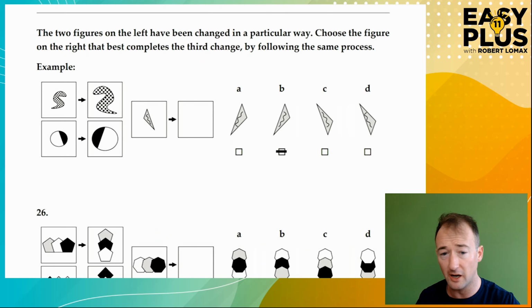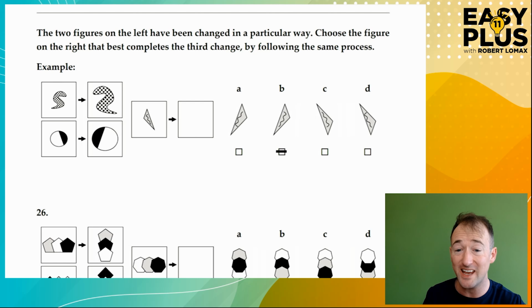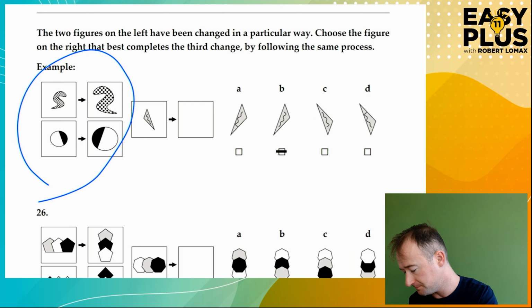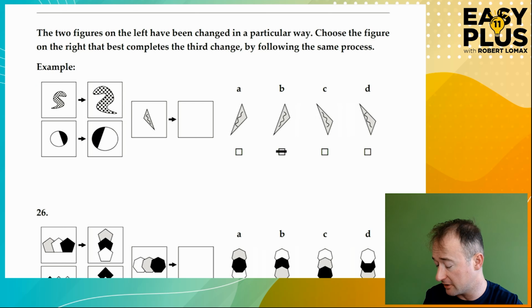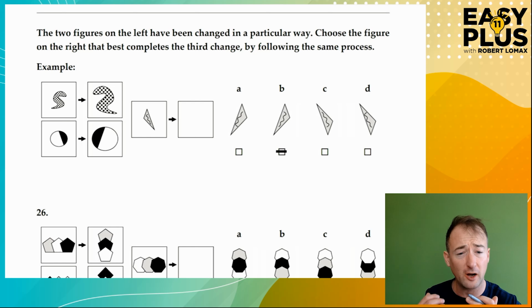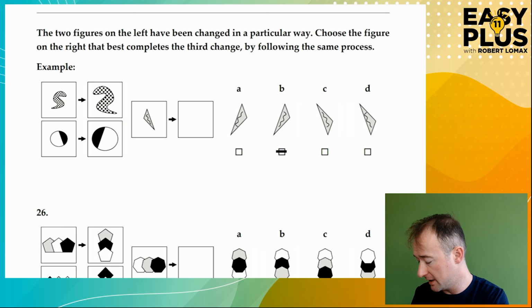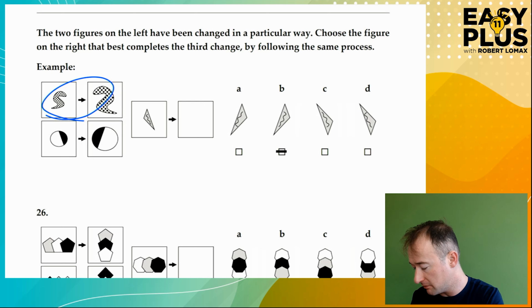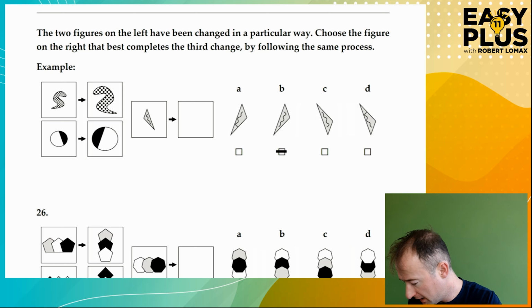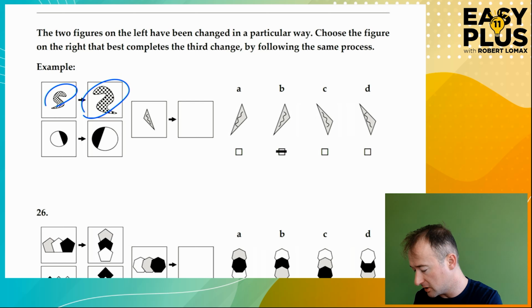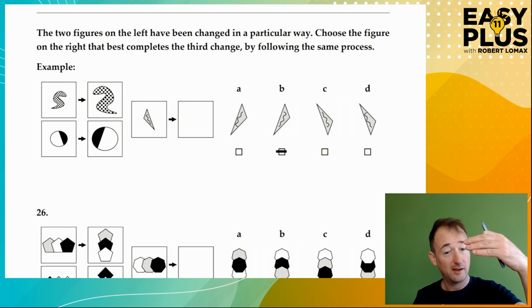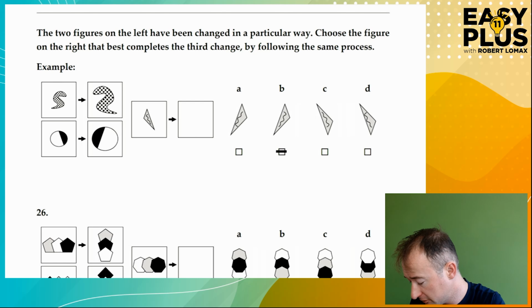Now we've got a different kind of question to look at. The two figures on the left have been changed in a particular way. Okay, so we're talking about these figures here. Choose the figure on the right that best completes the third change by following the same process. So we have to work out what the rule or rules is or are, and then apply that rule or those rules. So here we can see immediately that there's been a reflection. Okay, that there's a reflection down, well, down sort of. There's kind of a reflection down there. And also that the figure on the right is larger than the figure on the left. And we check that against the second one, and yes, the same applies. So we've got a reflection and it's got bigger. Okay, so now we're going to look for this triangle to reflect and get bigger.